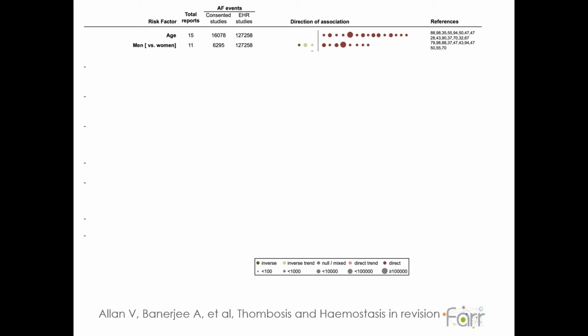So no surprises there. Sex seems to be a little bit conflicting. I'm now going to show you the other 21 risk factors. If they're consistent, you expect the circles all to be to the right for a direct association, or to the left, an inverse association, of the vertical line.